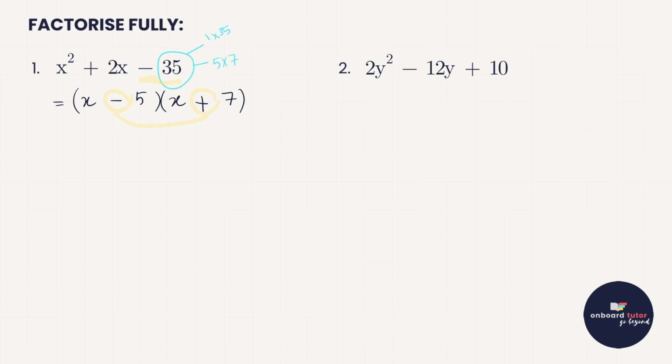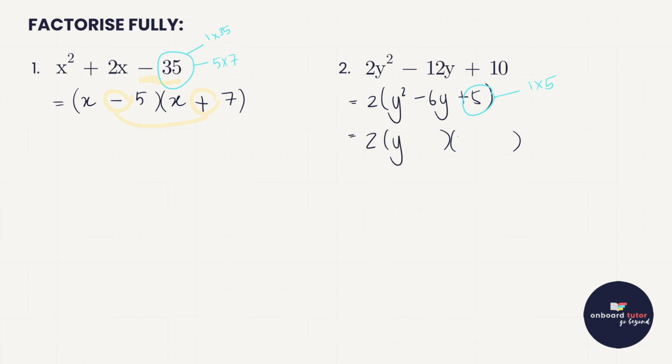Okay, and the next one, 2y squared minus 12y plus 10. Before we make this more difficult than it is, let's have a look for that common factor. There's definitely a 2 here. So y squared minus 6y plus 5. And now I can factorize by looking at the factors of 5, and it's just 1 and 5. It's a prime number.